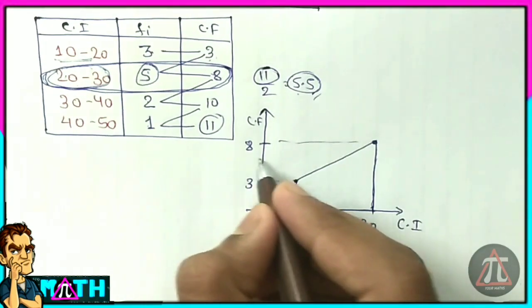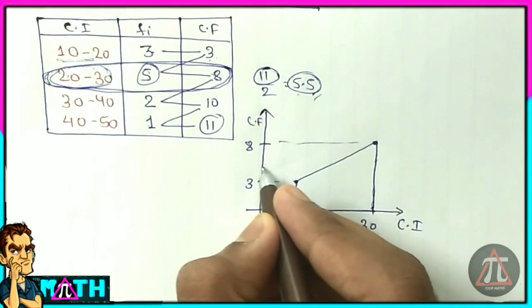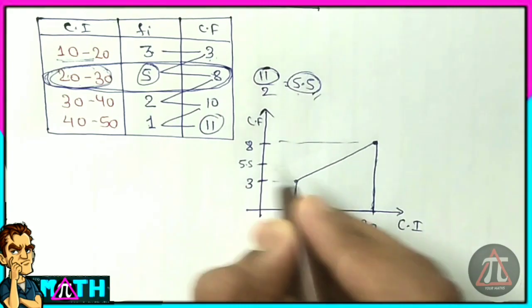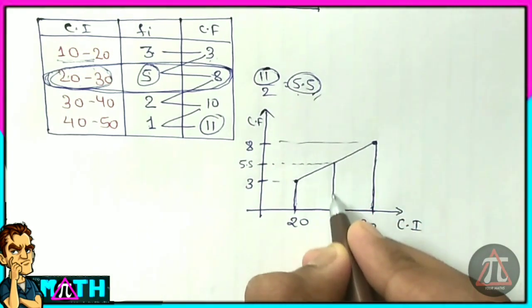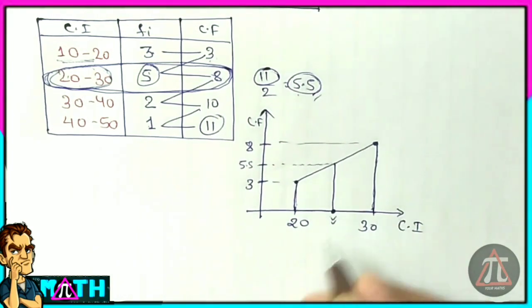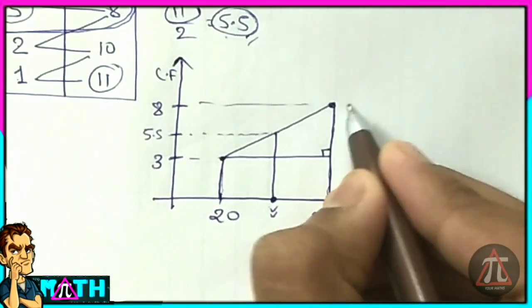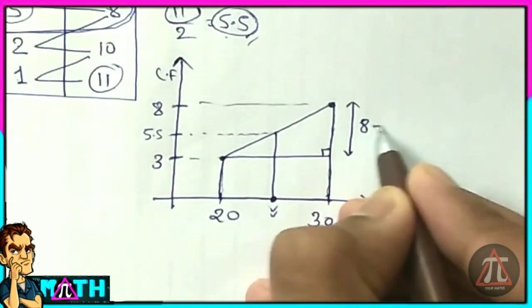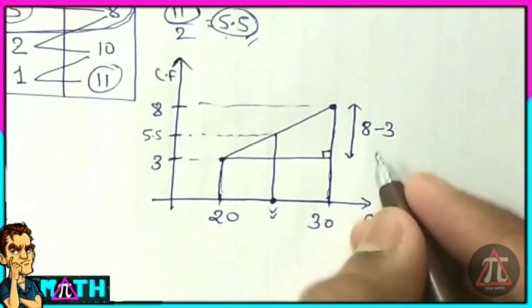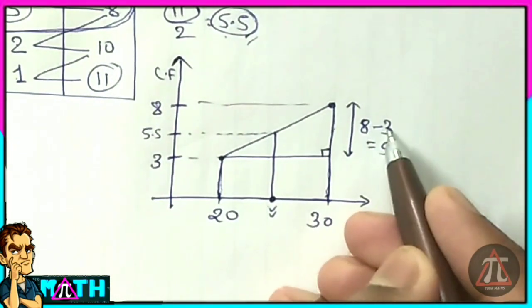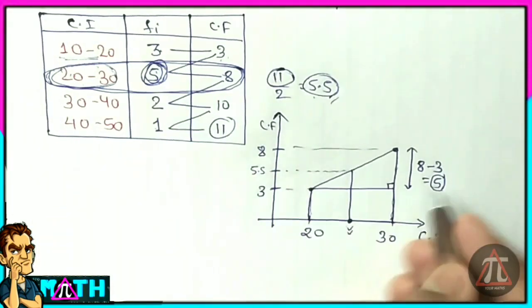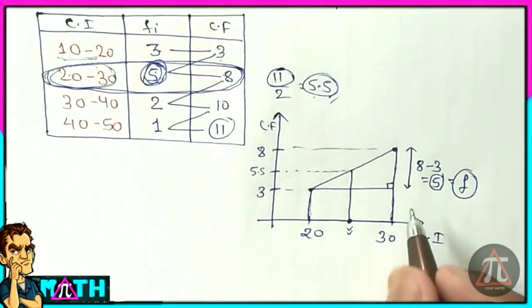Now this is n by 2, which is 5.5, which lies somewhere here, and its corresponding Xi or observation is our median. Now connect these lines like this, and it's perpendicular, and from here to here it's 8 minus 3, which is 5, and you can see this is the frequency of the median class. So I have to write: this is the frequency of the median class, f.